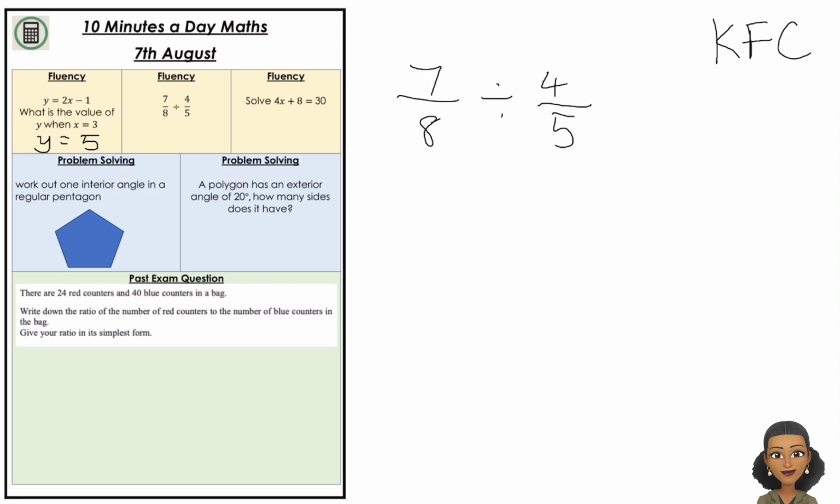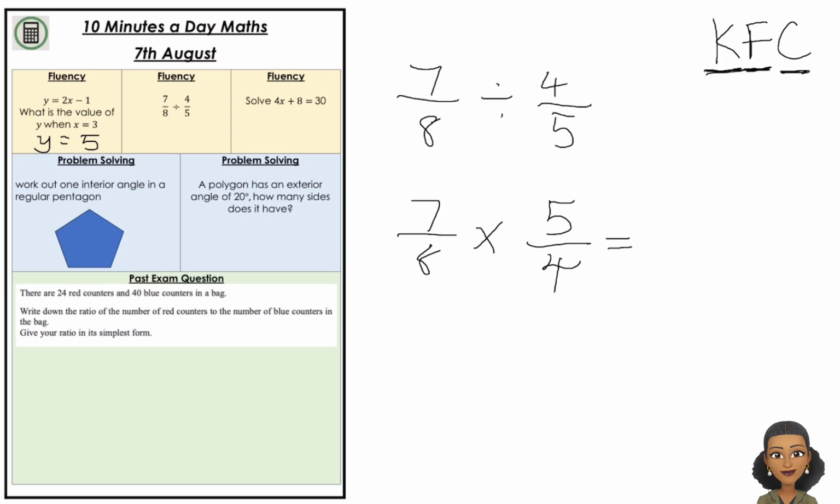So what we do here, the first bit, K, stands for keep. You keep the first fraction the same. So that stays as 7/8. The F stands for flip. And we're going to flip the second fraction. And that means our denominator becomes our numerator. And our numerator becomes our denominator. And then the last bit, C, means change. We're going to change the divide for times. So now we've got 7/8 times 5/4.